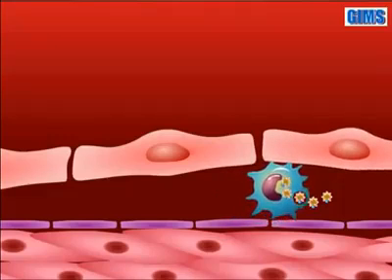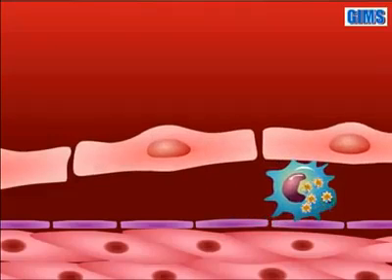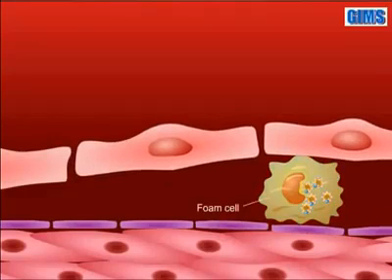Oxidized LDL is then taken up in an unregulated fashion by the macrophage scavenger receptor, which leads to intracellular accumulation of cholesterol and foam cell formation.